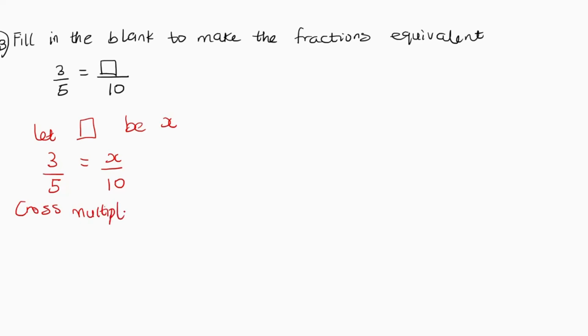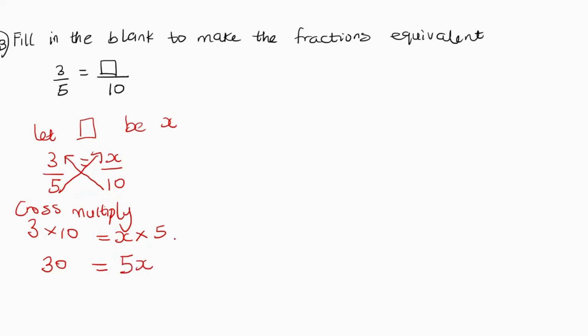The next thing we want to do, guys, is to simply cross multiply. You multiply this and this, and you multiply this and this. So we're going to have 3 times 10 equals x times 5. So 3 times 10 is going to give us 30, which is equal to x times 5, which gives us 5x.